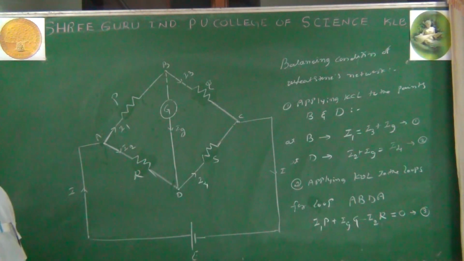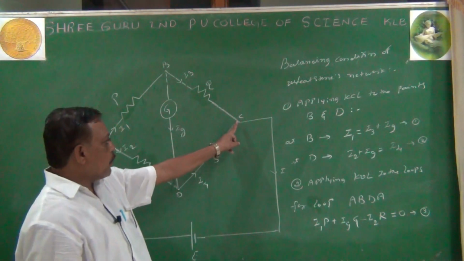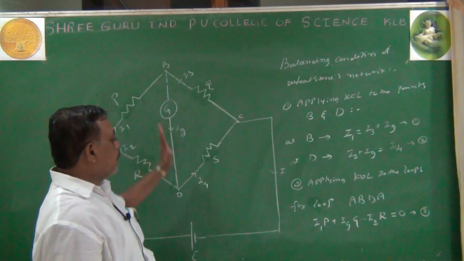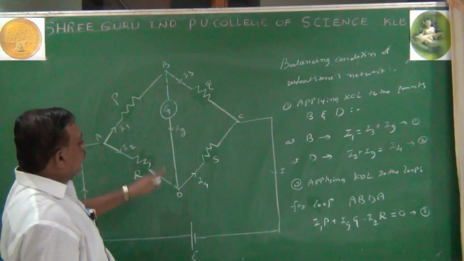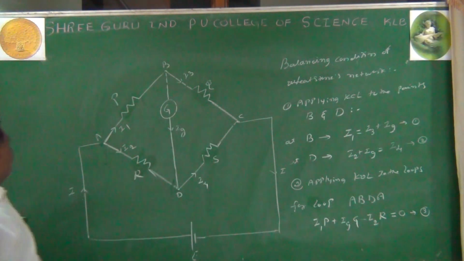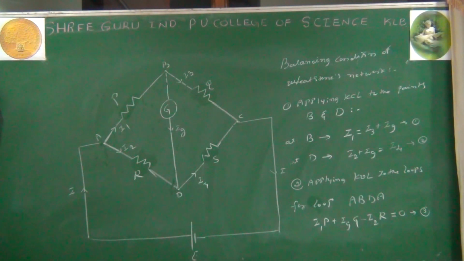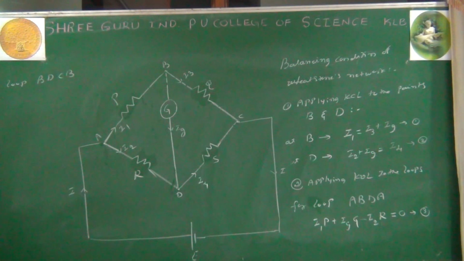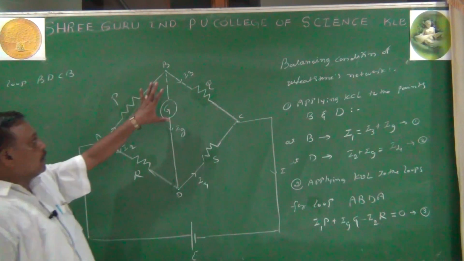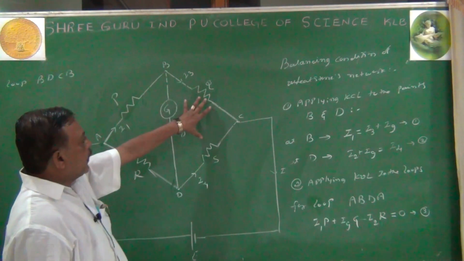Then, what is the loop? Another loop to be left here? Battery point. What is another battery point? C. Galvanometer path BD. Then I go for loop BDCB. Shall I go for here? For loop BDCB. Is it clear? Then again I take the sum of IR product equals to sum of EMF for this loop.